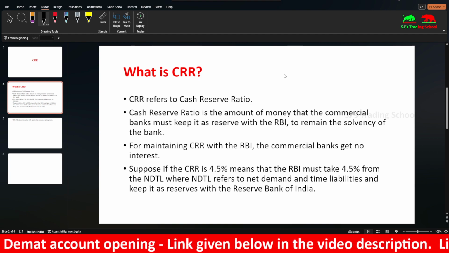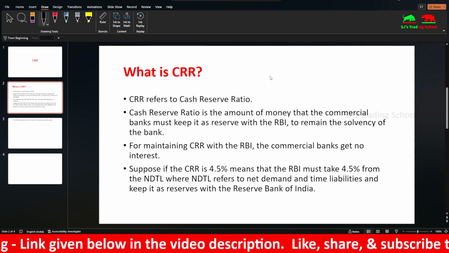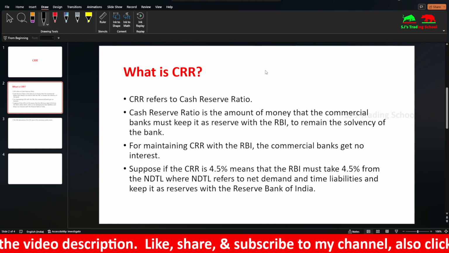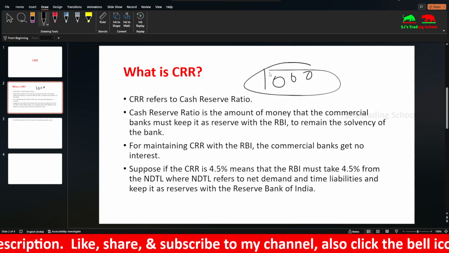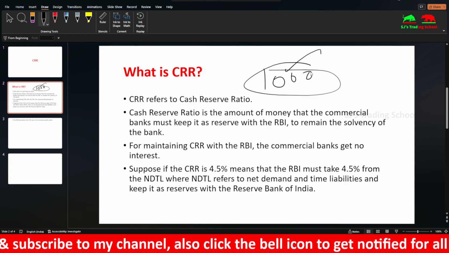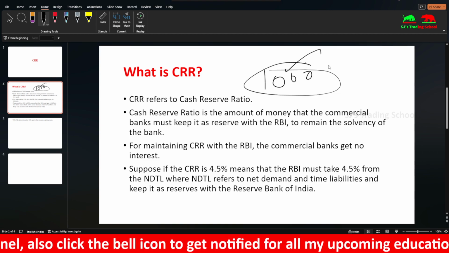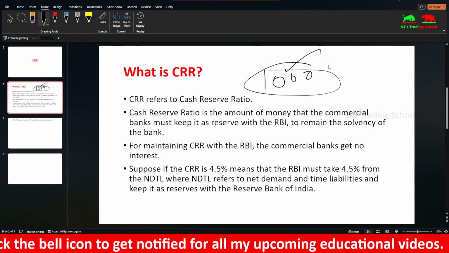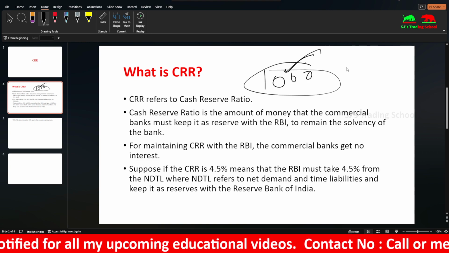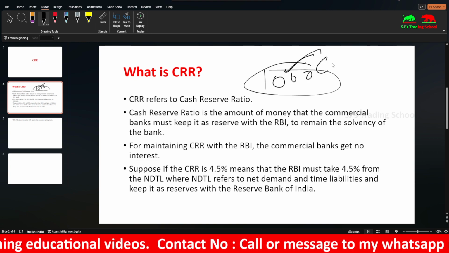Why the RBI does this is to maintain solvency and to avoid any liquidity problem. Liquidity problem means, suppose the total deposits we are making is around 1,000 rupees, which is the total NDTL in the bank. The bank's business is taking deposits and lending them as loans to other people, businessmen, corporates and others. Suppose it lends all of the thousand crore, taking it as 1,000 crore.